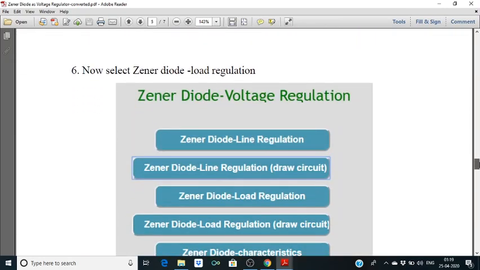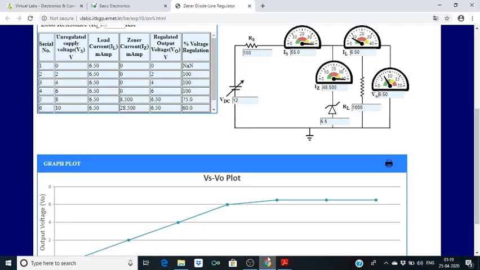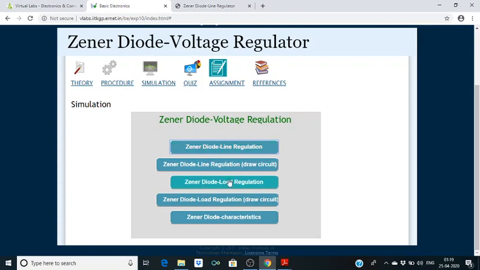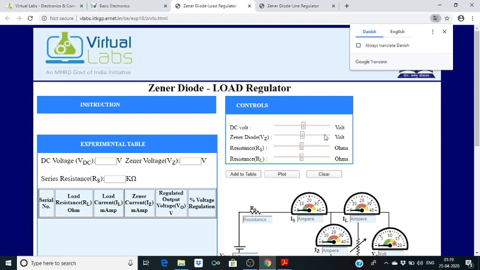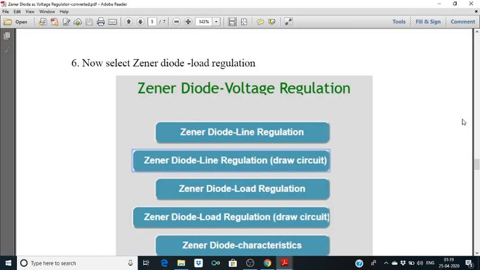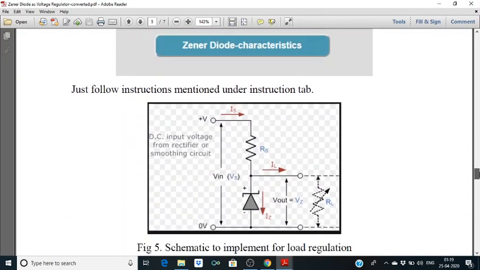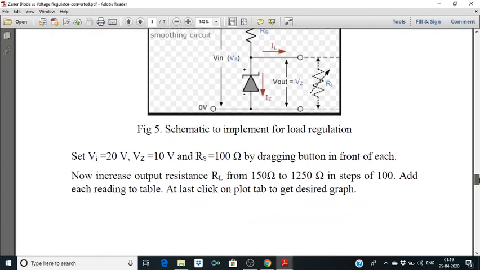Now for the load regulation we will go to basic electronics. Now for load regulation also, what we will do is set a specific DC input voltage, a specific VZ, a specific RS, and we will change the RL. So what we have done is implemented this according to these values.